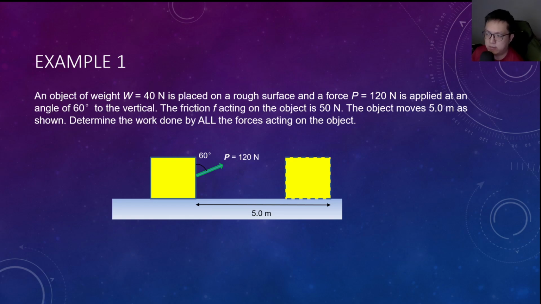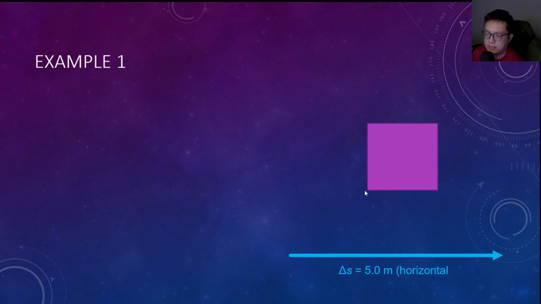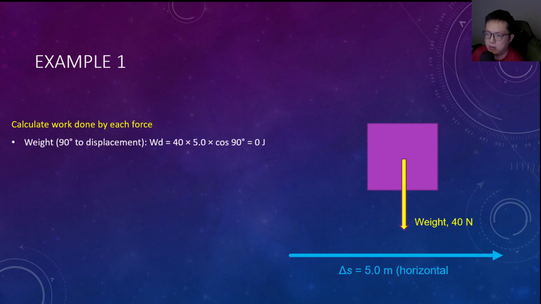So this is the setup. You have the same diagram in your notes. Let's look at this in more detail. Let's mark out this object first, and I have indicated that the movement is 5 meters in the horizontal direction. The first thing we do is calculate the work done by each force. First force we have is the weight. Because the weight is at 90 degrees to the displacement, cosine 90 is 0, so the whole thing is equal to 0. If you are perpendicular, you have no work done at all.